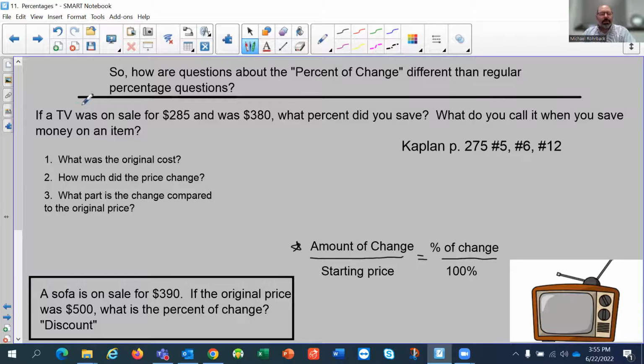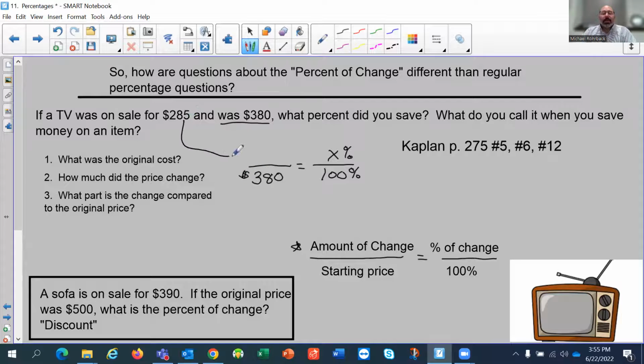So here's a good example. If a TV is on sale for $285 and it was $380, what percent did you save? Okay, so you're looking for a percent of change. You're looking for how much you saved. What do you call it when you save money? Well, it's a discount. So we have a discount going on here. So we're going to set up our four spots right off the bat. We know we're looking for the percent that it changed, and we know that this is going to be 100% down here. So far, so good. We know the starting price was 380. So 380 goes down here.